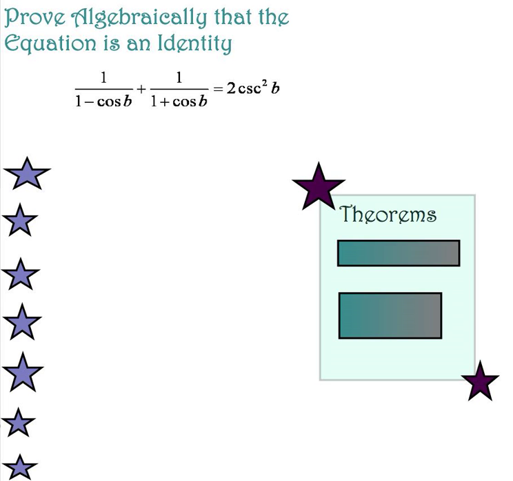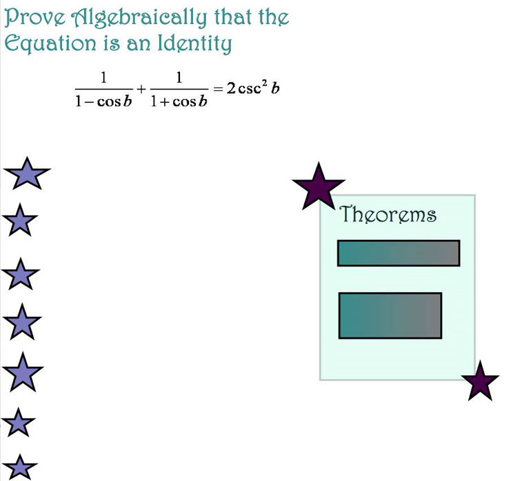Identity problems require a thorough understanding of the Pythagorean, reciprocal, and quotient properties because these theorems will help to transform the equation. For this problem, we specifically need to know the Pythagorean property for sine and cosine, cosine squared x plus sine squared x equals 1, and the reciprocal property for cosecant, 1 over sine squared x equals cosecant squared x. It is also important to remember that unlike transformations, when solving an identity, you can work on both sides of the equation, but you should usually start with the side that is more complicated.